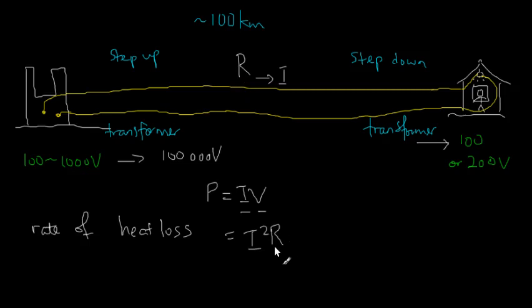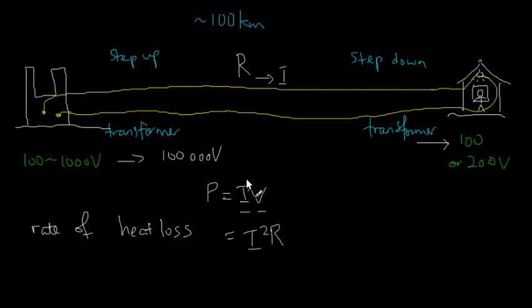Okay, we must be careful that the I squared R in this case is not equal to the IV in this case, because the power here would also include the power that is used in the house, but the I squared R here would only calculate the power that is converted to heat along the cable. Since we are taking R to be just the resistance of the cables, it does not include the resistance of the appliances in the house.